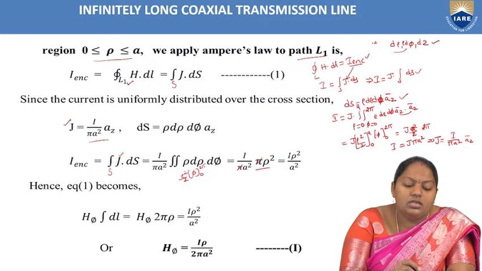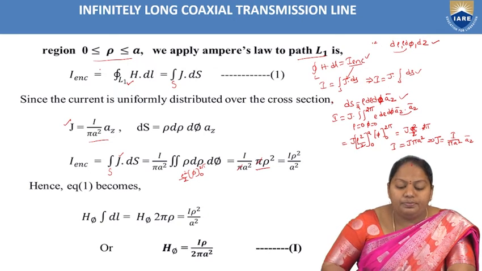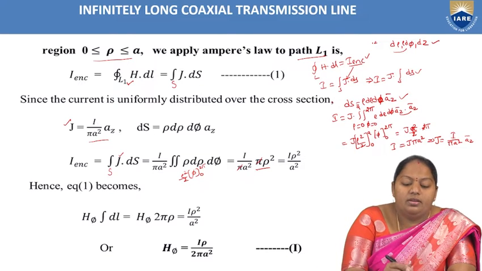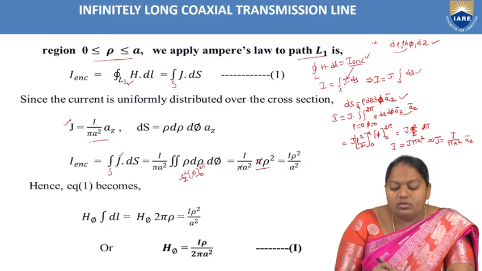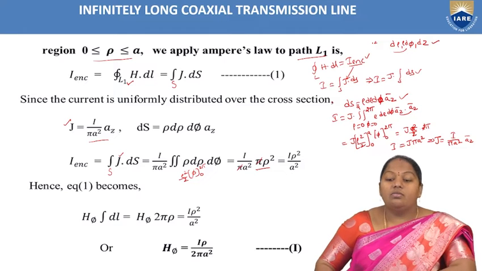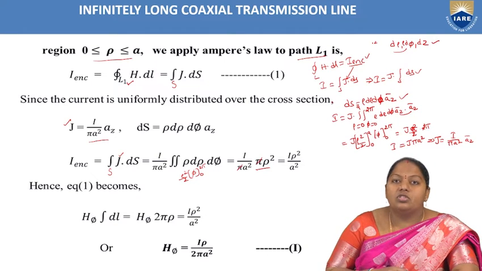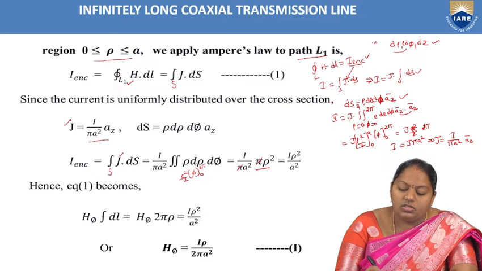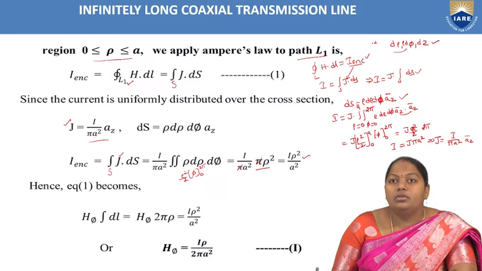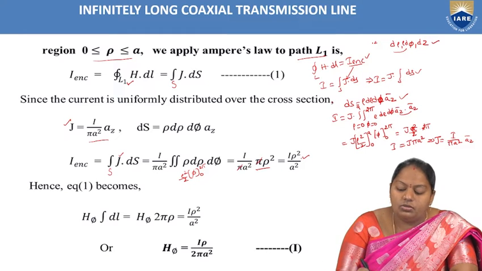So previously, for the region where we are going to estimate the magnetic field intensity, it is 0 to a. Now suppose if you substitute a in place of rho, then a square and this a square get cancelled, and I enclosed is equal to I. But for the path L1, the total current enclosed by that path is not equal to I. Hence, instead of the range for rho being 0 to a, we have considered it as 0 to rho. Hence I enclosed is equal to I rho square by a square, as we have got.